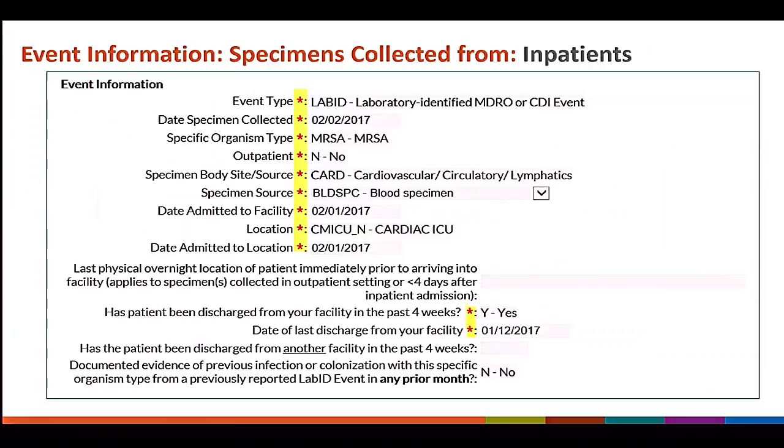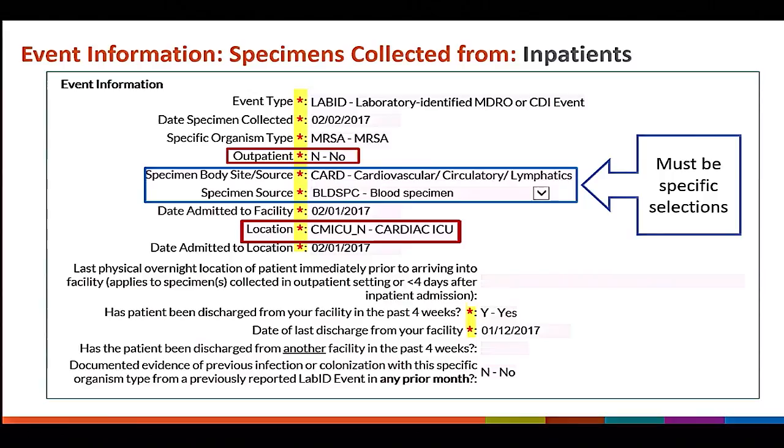Now let's look at inpatient. Same thing. When you go to select whether it's an outpatient or not, you would say no. The location is all of your mapped inpatient locations, so you choose the location of where the positive blood culture was collected. Again, please make sure that you choose the correct specimen, body site, source, and then the correct specimen source. And this last field will auto-populate based on the reporting month that you're in.